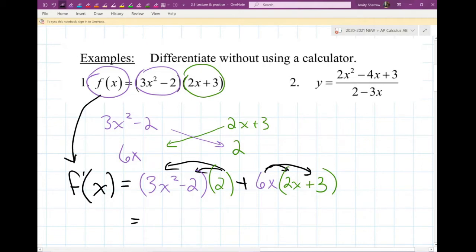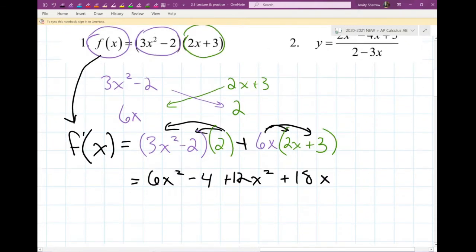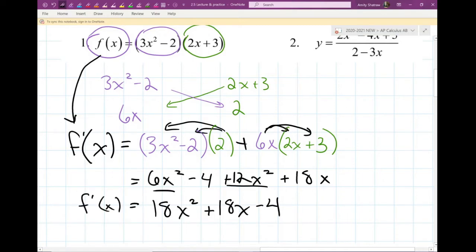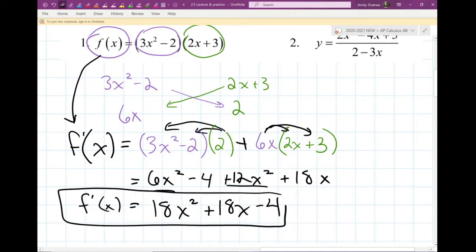So 2 times 3x squared is 6x squared. 2 times the negative 2 is a negative 4. 6x times a 2x is a 12x squared, and 6x times 3 is a 18x. So I'm looking at it now and I'm saying definitely there are some terms that can be combined. So 6x squared plus 12x squared is 18x squared. I'm going to put this into standard form by listing each term in descending order of degree, and that should be my derivative.